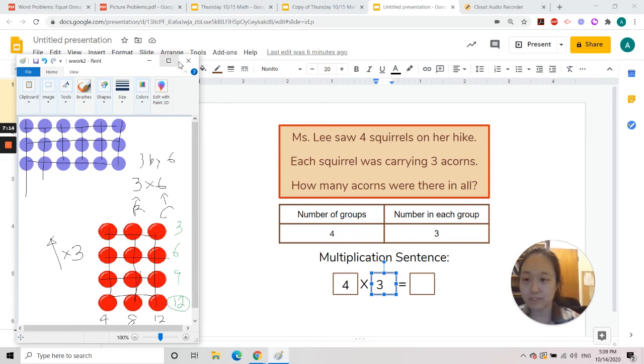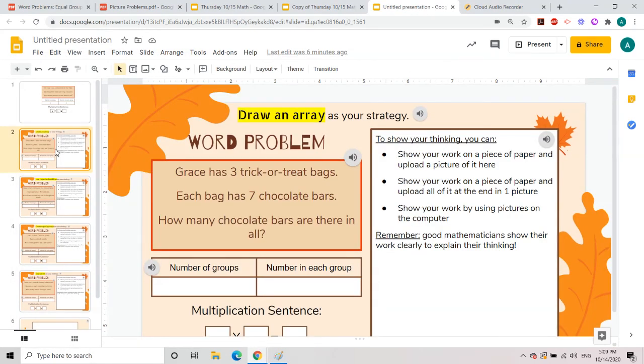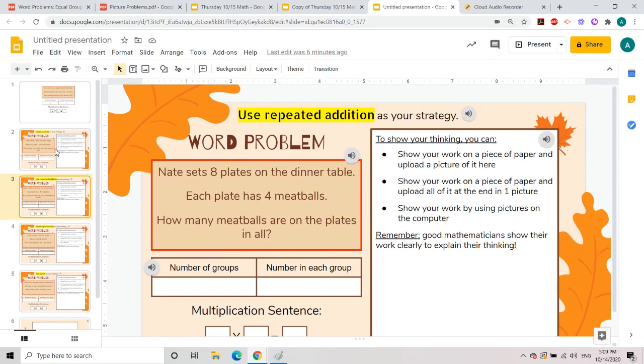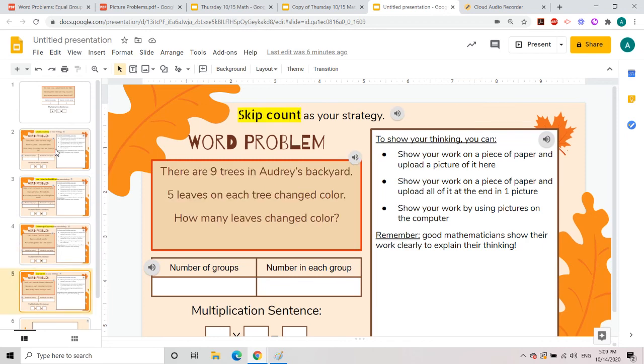The problems you will solve today ask you to use a strategy that we talked about in the video. There are 4 different word problems that you need to solve, and at the very top, highlighted in yellow, you'll see the strategy that we want you to use. So for the first problem, it says draw an array as your strategy. So to solve this problem, you are drawing an array as your work. Second problem asks you to use repeated addition. Third problem asks you to draw equal groups, and then the fourth asks you to skip count.